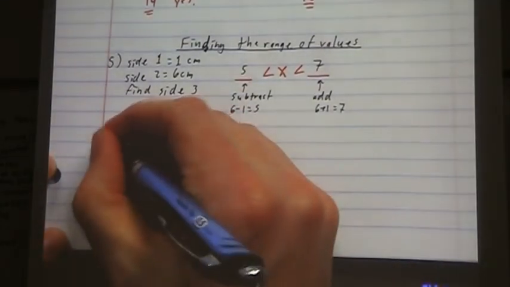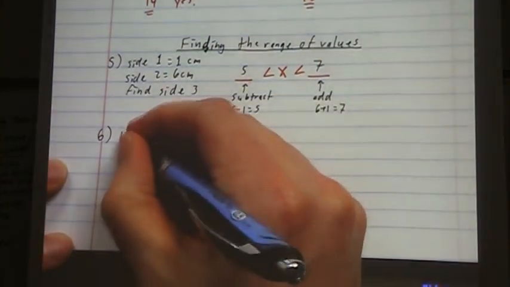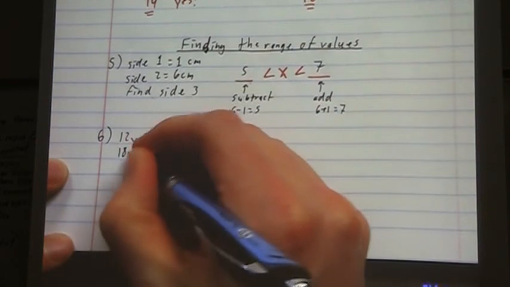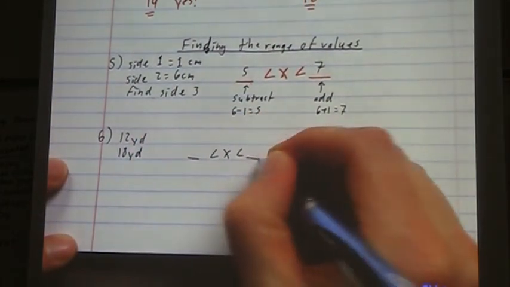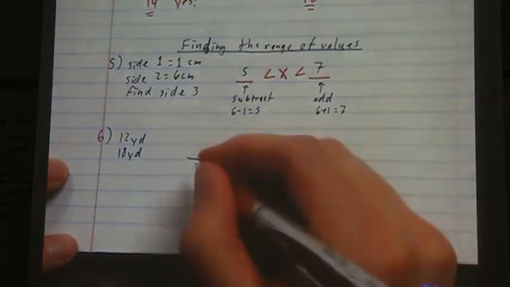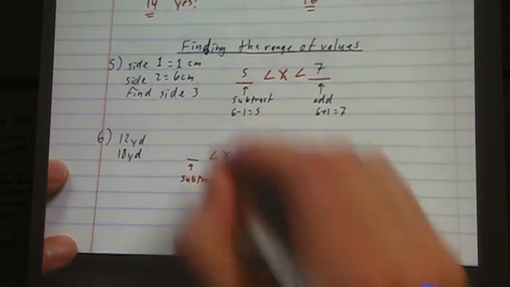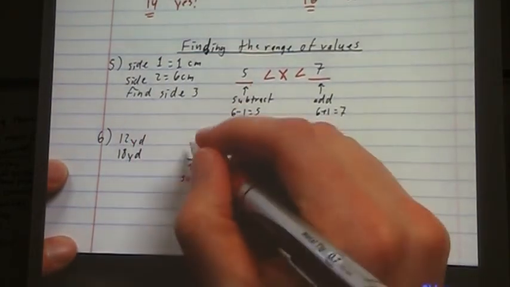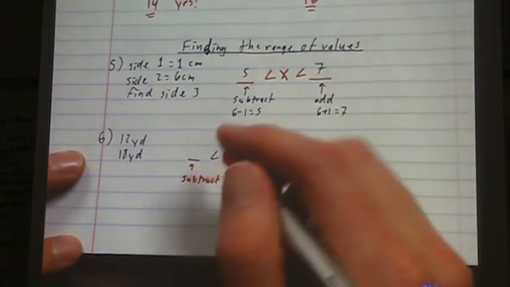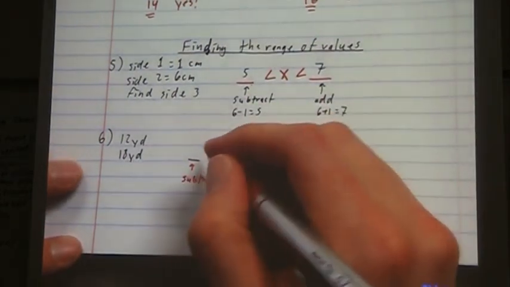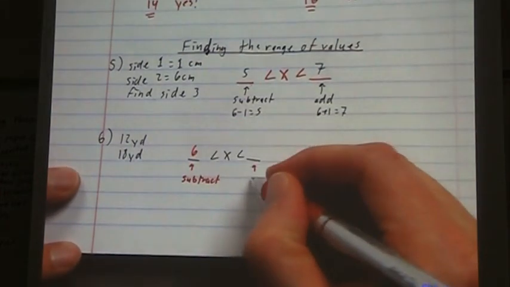In our last guy, number 6, we're going to apply this little formula with 12 yards and 18 yards. I'm going to kind of write the pattern. And remember, we subtract for the first guy. 18 minus 12 is 6. Always do your biggest number minus your smallest number. You do not want a negative in here. Negatives with distance just don't work. And then we add for this one.